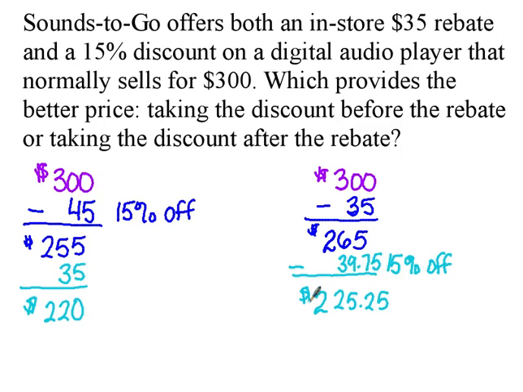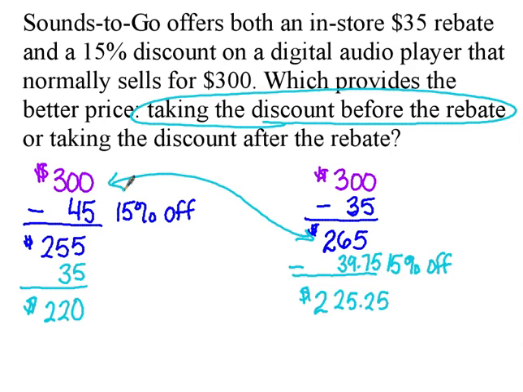Now let's think about that. Which provides the better price? By taking the discount before the rebate. So you want to take the discount before the rebate. Now, let's think about why that makes sense. When you have 15% off a bigger amount, you get more off, because notice here I'm taking 15% of 300 versus taking 15% of 265. So obviously you're going to get a better deal by taking it off of the higher amount.